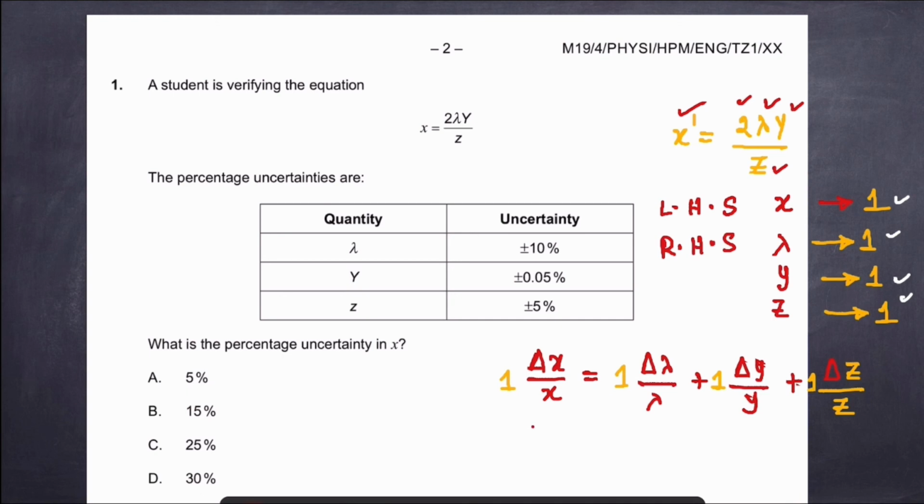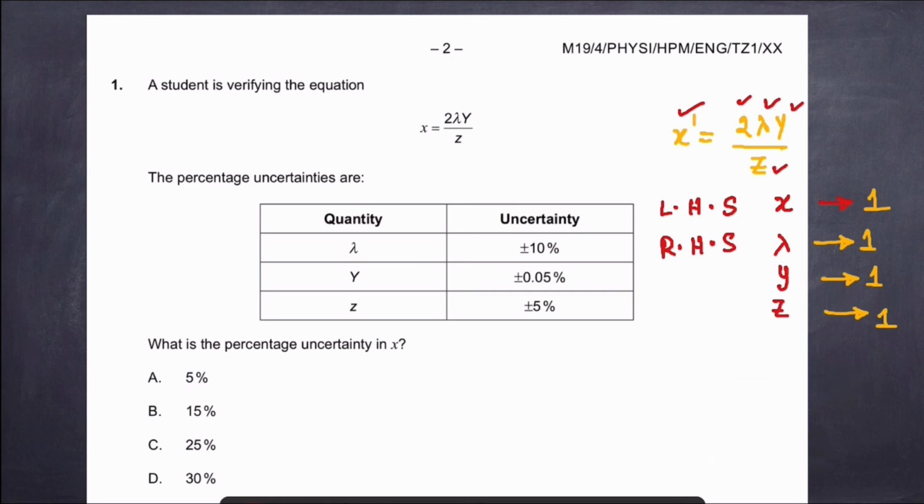That means over here by the theory of errors we are getting that delta x by x will be equal to delta lambda by lambda plus delta y by y plus delta z by z. So what we will do now is that we will multiply 100% with all the sides of the equation.